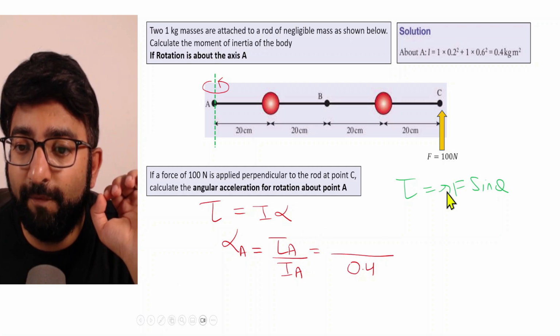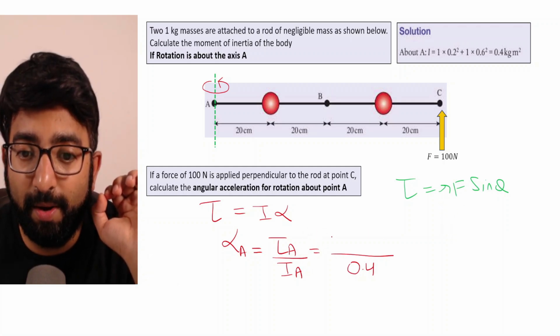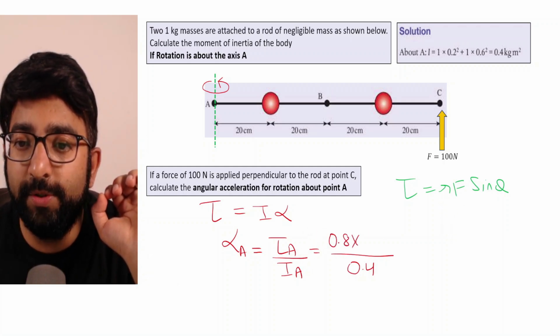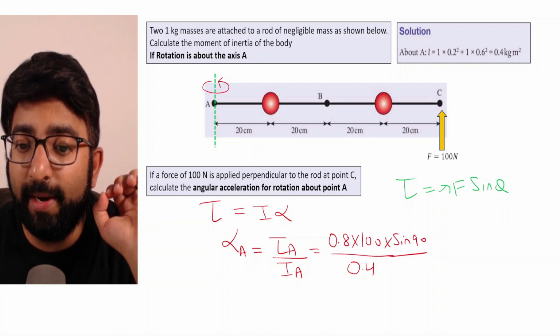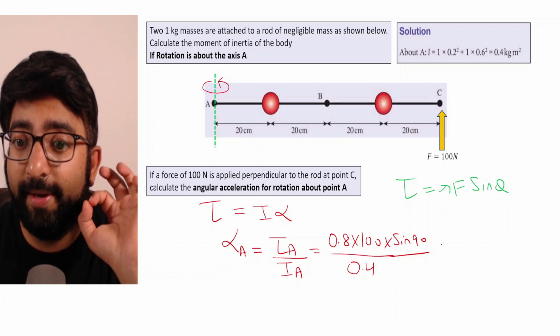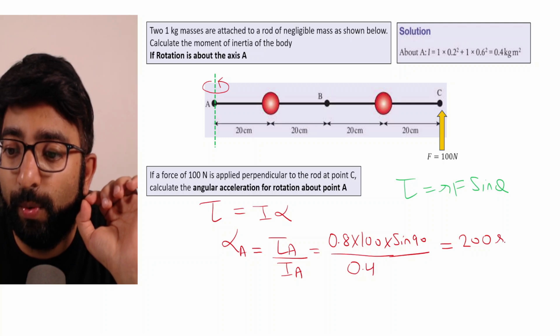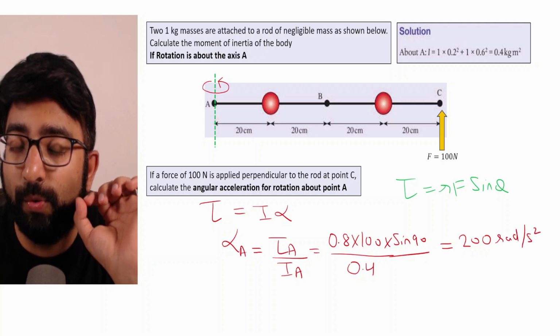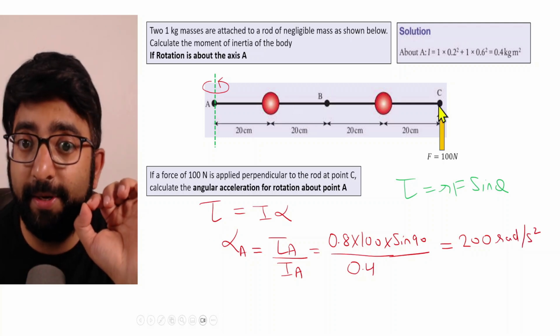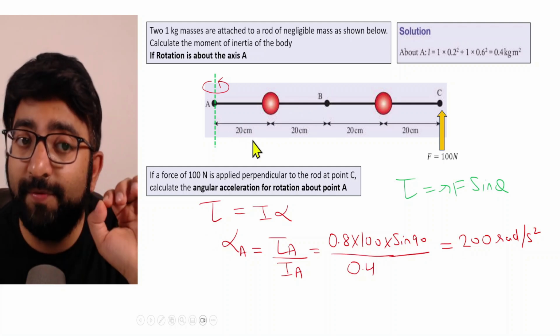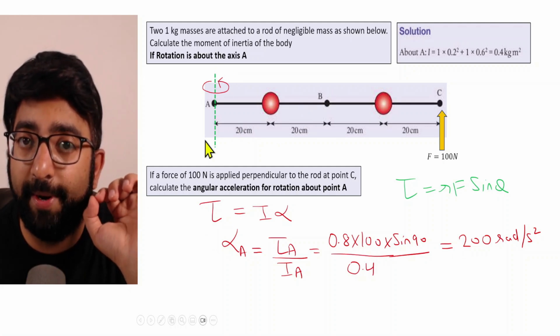So let's write the formula for torque. It is rF sine theta. R is 0.8, force is 100, and sine of 90 degrees. And now if we solve this, we will get alpha about A as 200. Now, since it is angular acceleration, the unit will be radians per second square. So this is the angular acceleration of the entire body if the axis of rotation is about the point A.